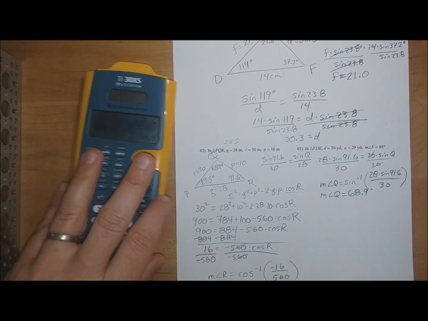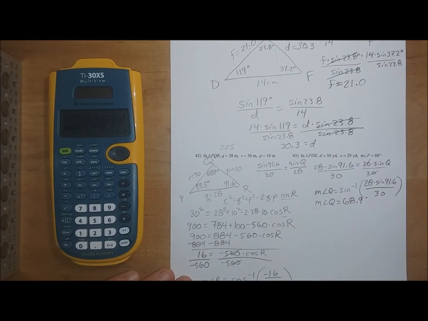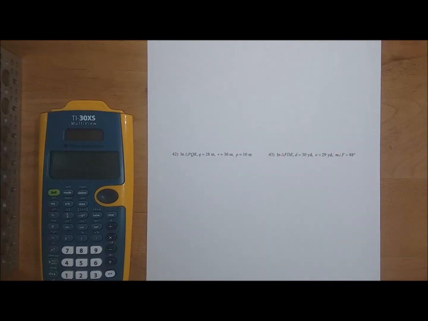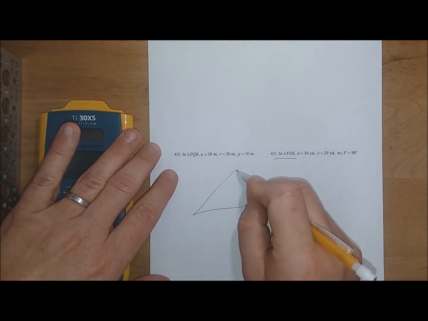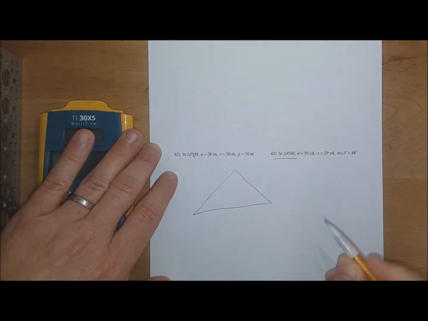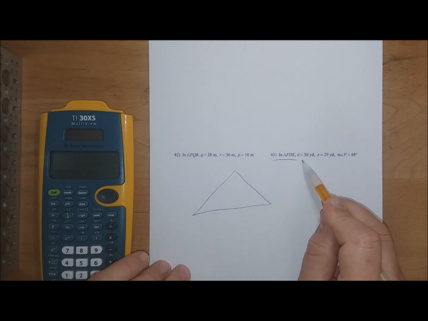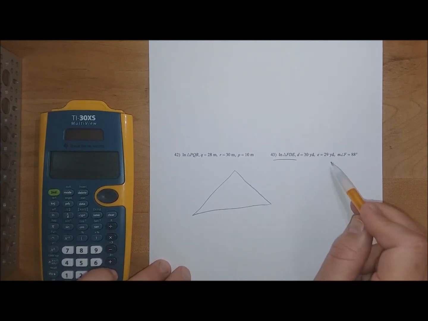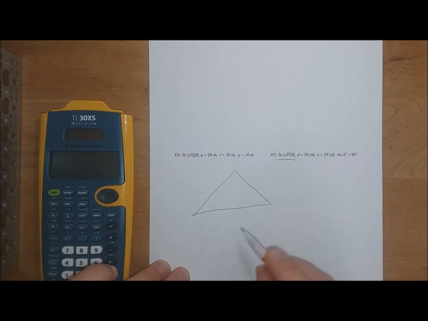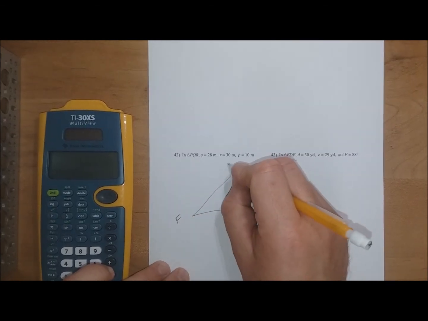Good. That triangle is solved. Shall we try one more? Okay, we have one final triangle to slay. Triangle FDE. Let's go ahead and just sketch it out. I can already tell I'm going to need the law of cosines. It'll be more apparent once we sketch it. So let's call this FDE.